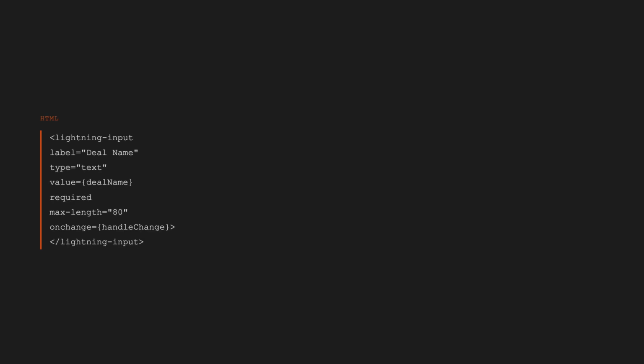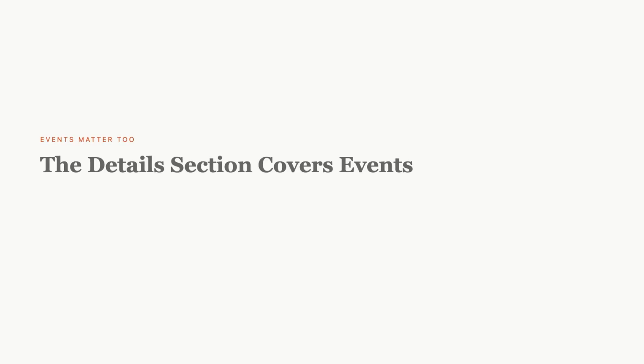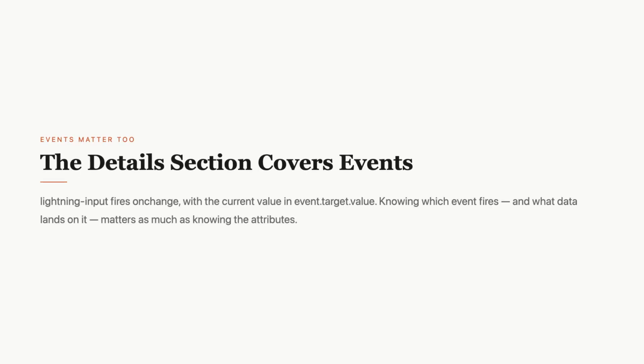Knowing which event a component fires and what data lands on it matters exactly as much as knowing its attributes. Guessing at event names is the second most common cause of "my handler never runs." The component library's details section removes the guessing entirely. It's listed every time. Now the 5 base components that cover most of what you'll actually build in your first few months.